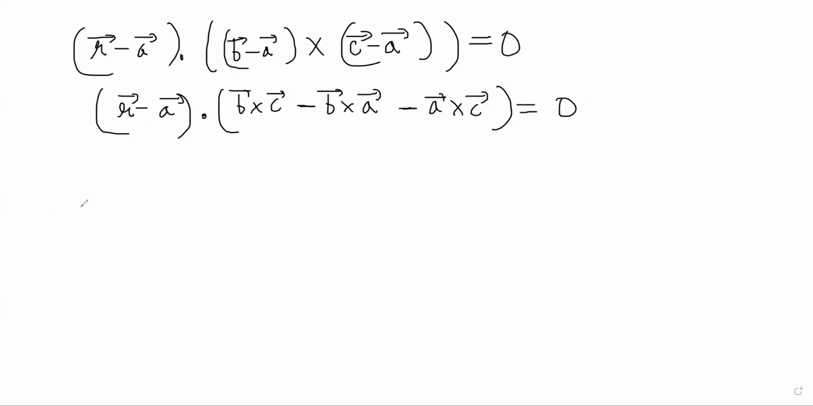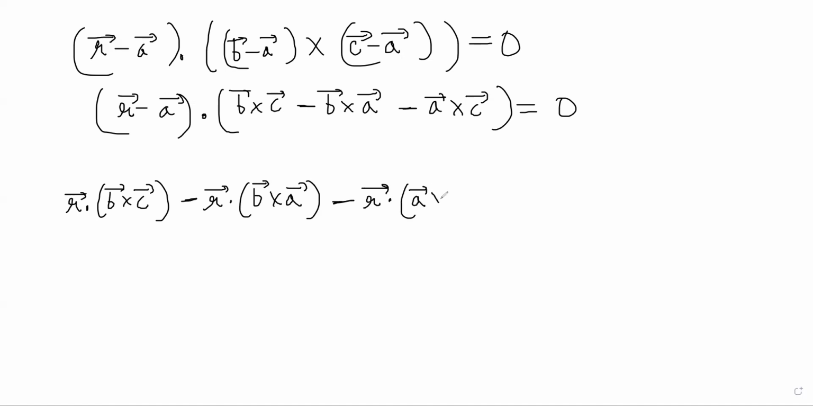So we have R dot B cross C minus R dot B cross A minus R dot A cross C minus A dot B cross C, and A dot this and A dot this will be 0. So it is equal to 0.